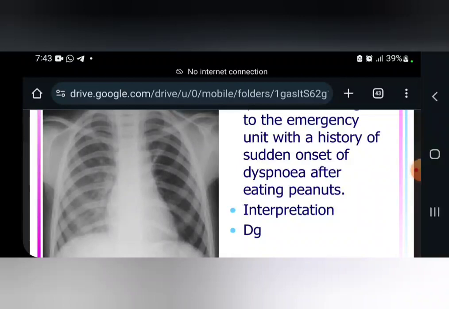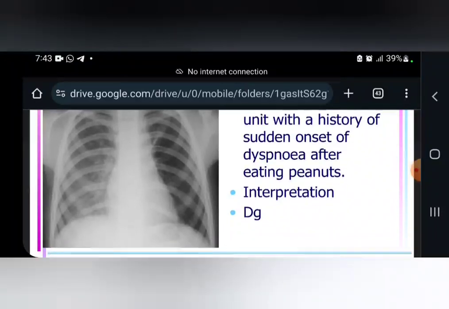And the opacity is even going at the level of the medial side, the level of the carina. So you say you have a heterogeneous opacity at the level of the right lower and the middle lung field. Now that's your interpretation, but just say right lower lung field. Now your diagnosis is aspiration pneumonia.